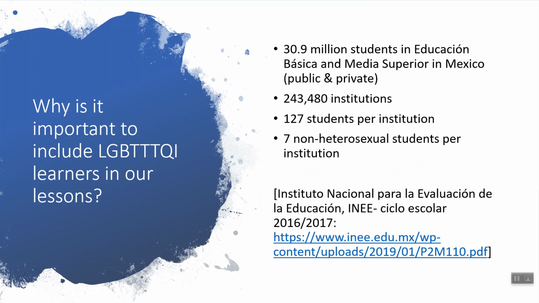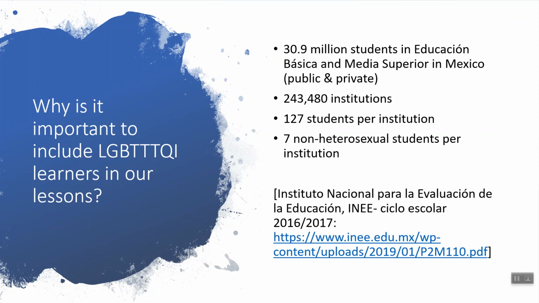Just to give an example of what this means in education, there are 30.9 million students in educación básica and media superior in Mexico. There are 480 institutions in these levels, and this gives us an average of 127 students per institution. Obviously, some institutions are much bigger, some are smaller than this, no?